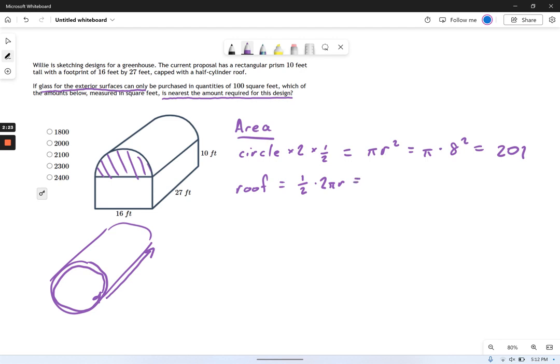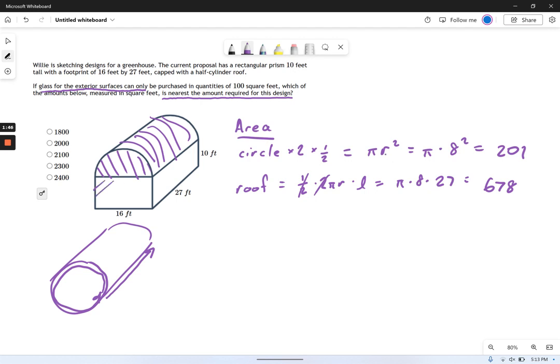And then times the length of the greenhouse. So the 1/2 and the 2 cross out, and we get pi times 8 times 27. Okay, so let's see, 3.14 times 8 times 27 equals about 678 square feet. And now what's left, because I've just done the front and the back, and I just did this part right here, that surface, and now all that's left is the sidewalls. And those are pretty easy.